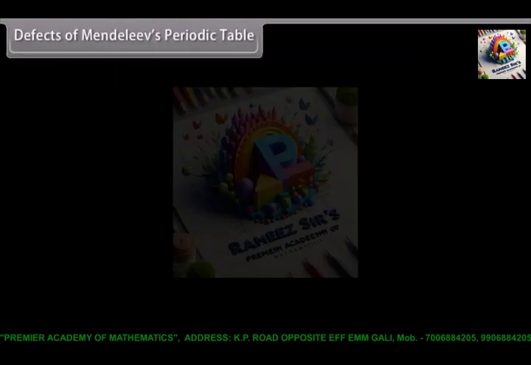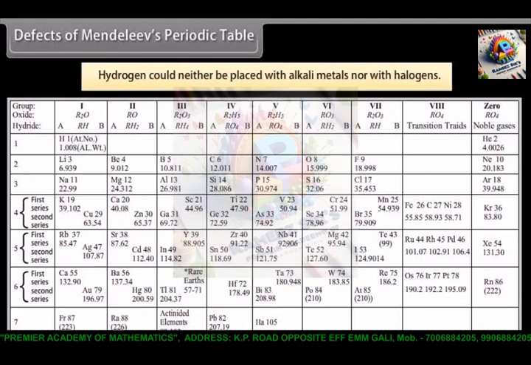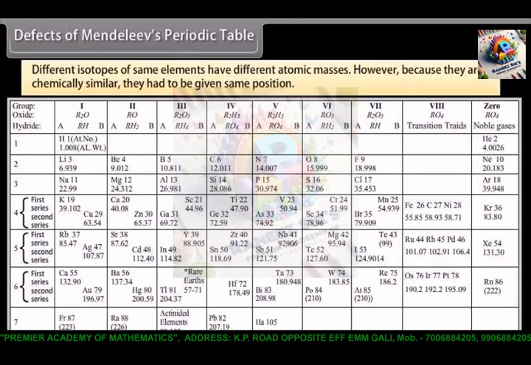Defects of Mendeleev's periodic table. Mendeleev's periodic table had certain defects. They are listed below. Hydrogen could neither be placed with alkali metals nor with halogens, as hydrogen resembles alkali metals as well as halogens. Different isotopes of the same elements have different atomic masses. This needs to be taken into consideration, and each one of them should be given a different position in the periodic table. However, because they are chemically similar, they had to be given the same position.